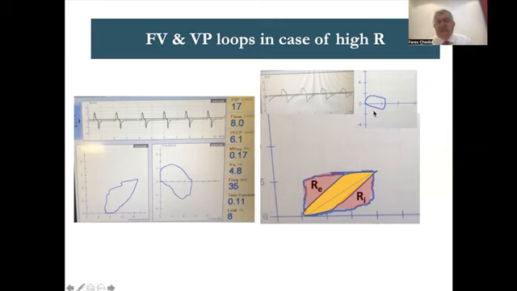What we see in the FV loop, because of the resistance, little flow, that means the flow is in the y-axis, it will go down. The volume is in the x-axis, it will go to near zero. So the graph will be squeezed from up, down, from left, right. It will be a very tiny graph.